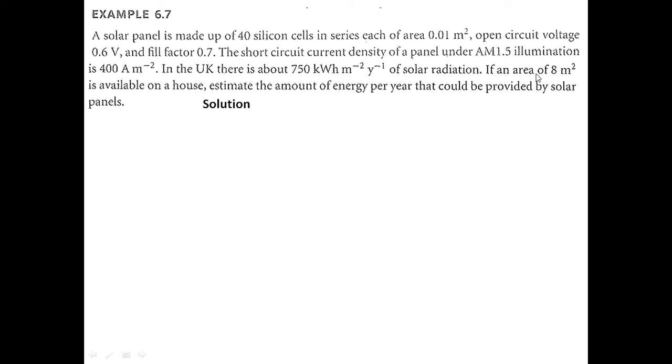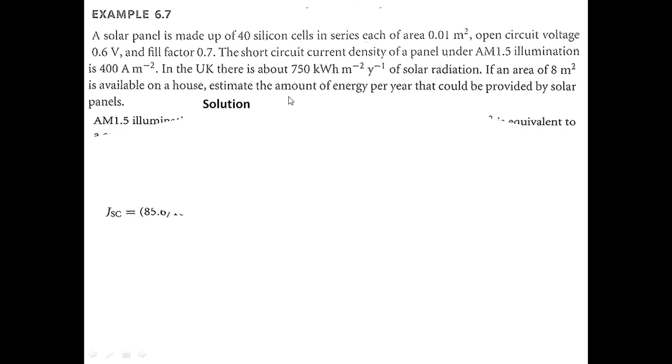If an area of 8 meter square is available on the top of the house, estimate the amount of energy per year that would be provided by the solar panel. So if you have an area of about 8 meter square, and you install all your solar panels in that area, how much energy will the panels provide? What we want to first find out is the solar radiation falling on the roof in terms of watts per meter square.